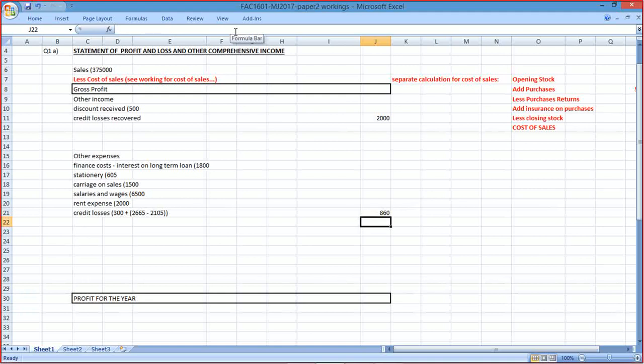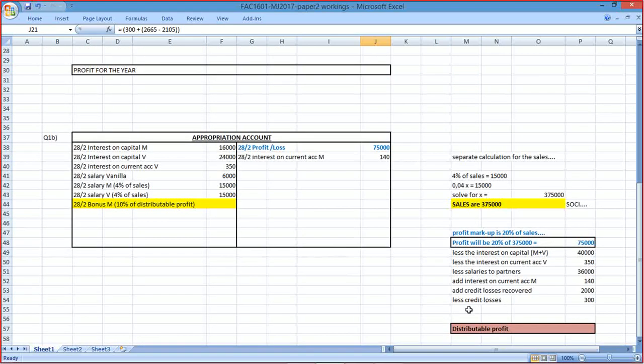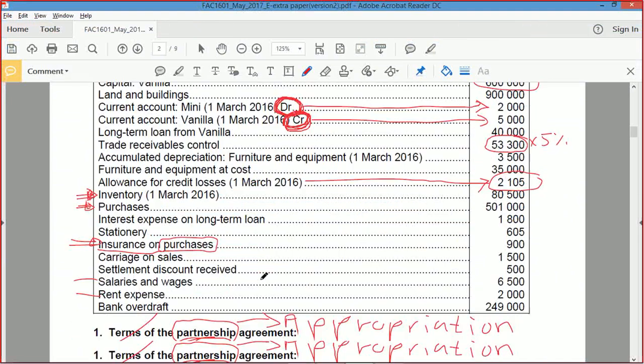So 560 plus 300 is 860. Okay, so 860 goes there, and then I'm going to have to adjust the allowance here. So less the adjustment for credit losses, which was the 560.